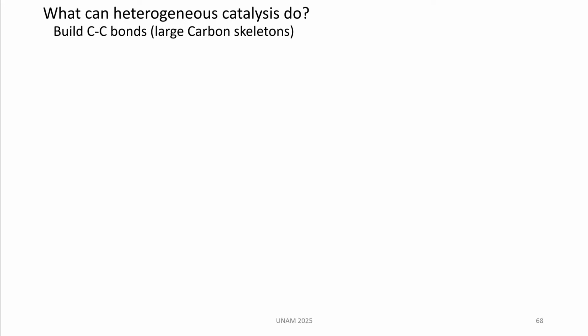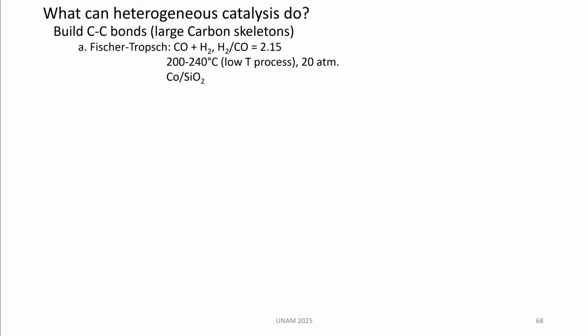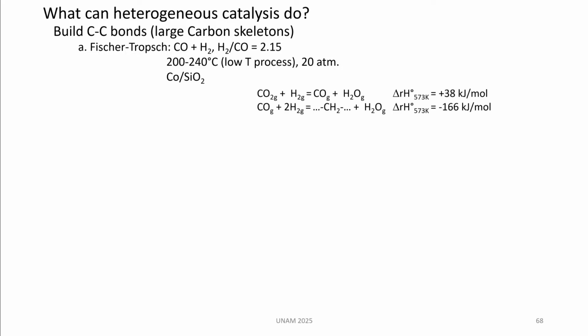Well, first, heterogeneous catalysts can build CC bonds. And that's very interesting because you want to make long molecules from short ones. You have to build a skeleton, carbon skeleton. You have to make CC bonds. Well-known example is Fischer-Tropsch chemistry. When you work from synthesis gas, CO plus H2, in these particular conditions, well, you can have the buildup of long hydrocarbons, chains of CH2 and CH3.